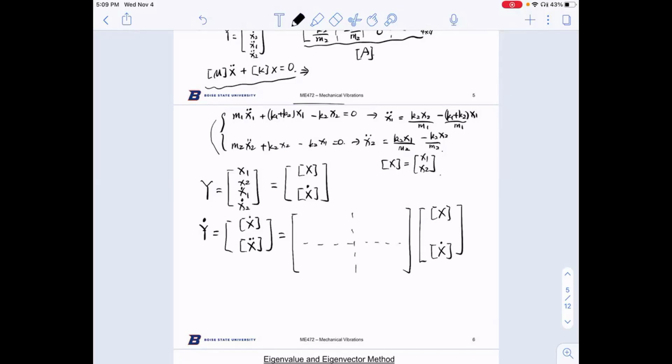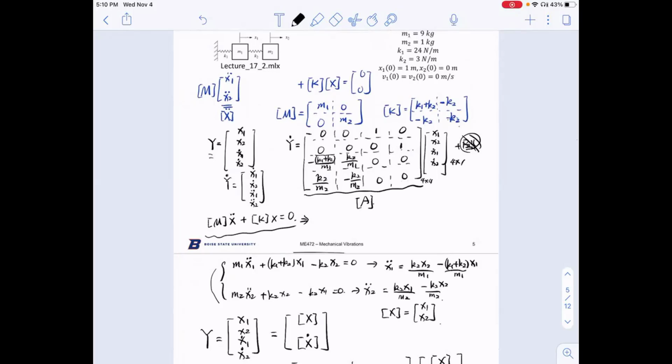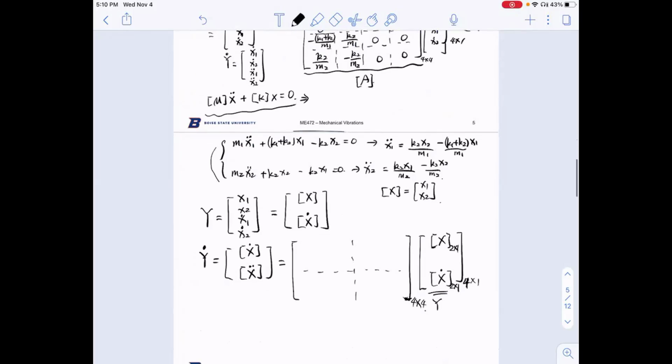So in this case, we're not writing y as 4x1. It's actually 2x1, where each entity is a 2x1 column vector. So overall, it's still 4x1, but we cut it into two pieces only. So your A matrix will still be 4x4, but we cut it into 4 sections instead of 16 sections. For each section, we're looking for something that is 2x2.